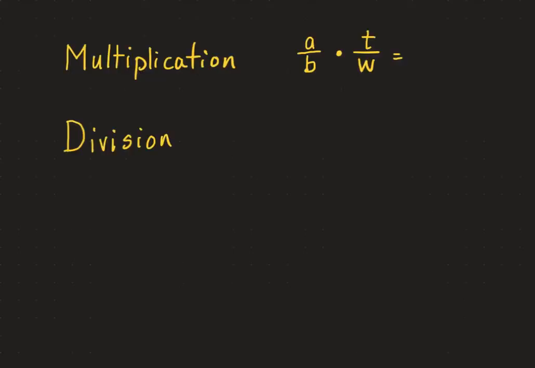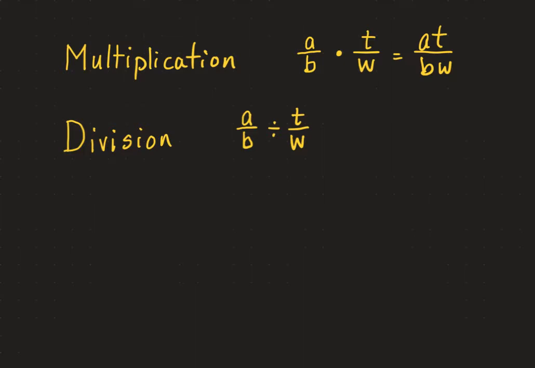Here are some generic fractions that we're going to multiply. When we multiply fractions, we just multiply straight across, the numerator and the denominator. This gives us a times t over b times w. And we're done. Division requires a little more work.